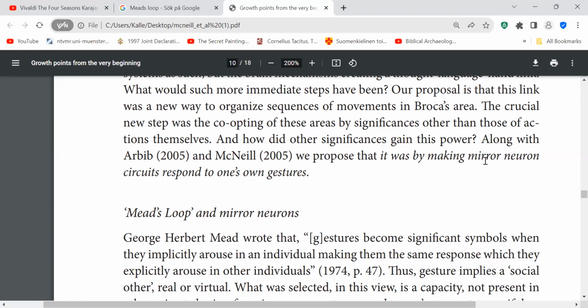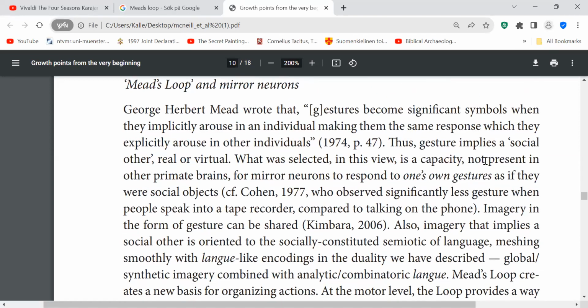What was selected in this view is a capacity not present in other primate brains for mirror neurons to respond to one's own gestures as if they were social objects. So this is how we come to understand our own thinking. Once more, there's a new duality evolving here, and it will take some digestive action to have that fixed in.